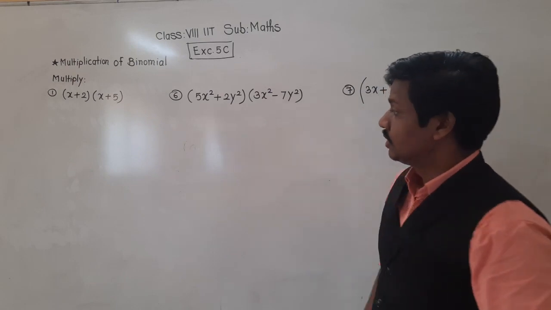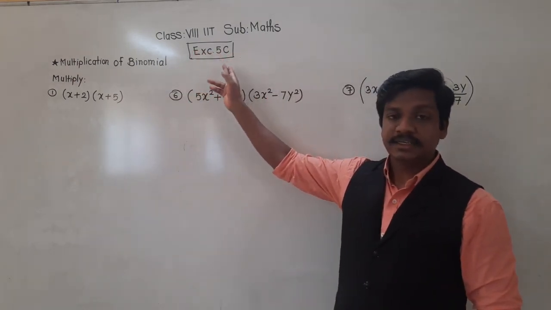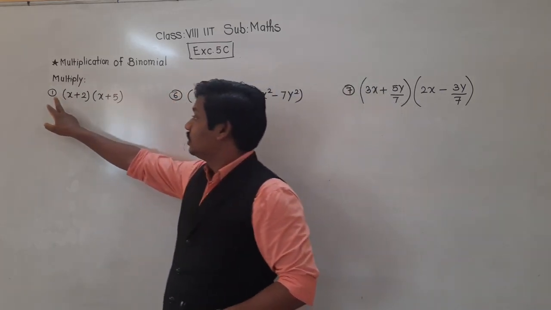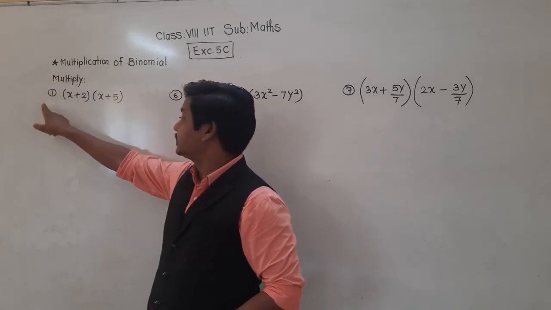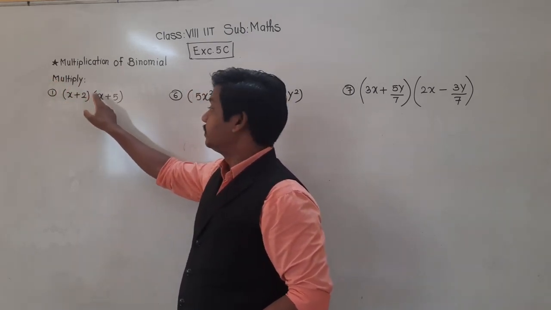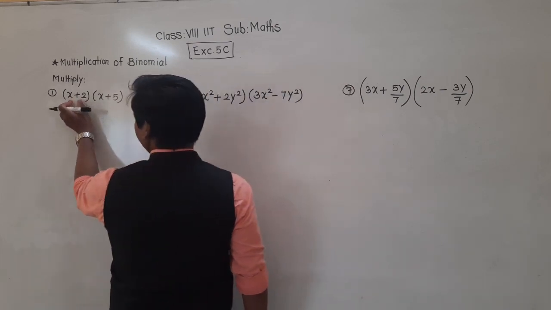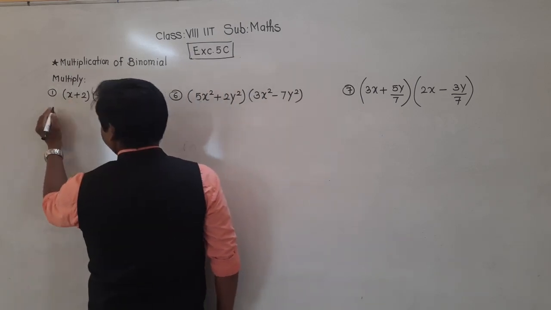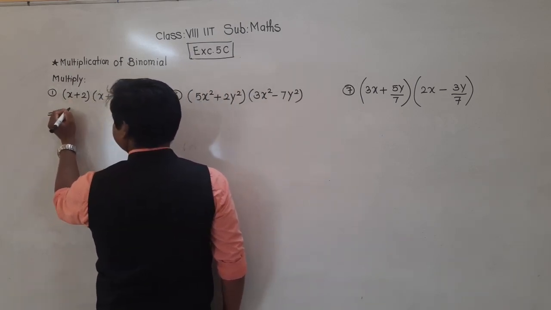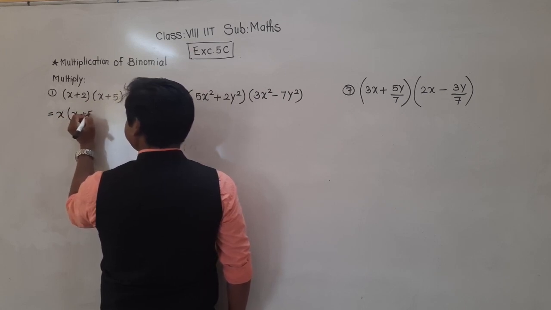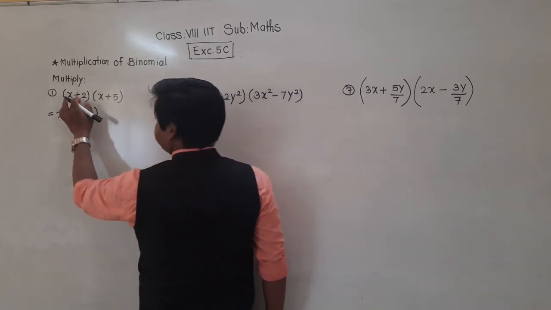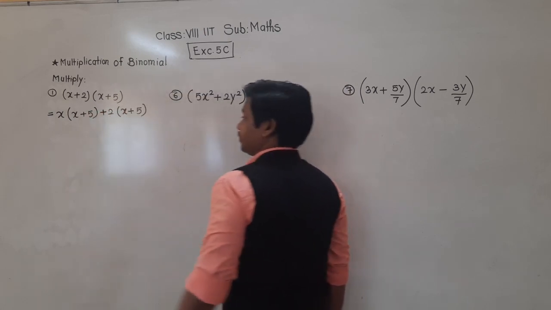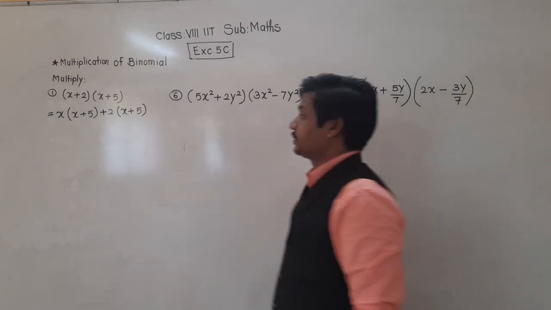Now see exercise 5C. From that we are going to take some examples based on this concept. Example number 1, multiply x plus 2 by x plus 5. These are two binomials that we have to multiply. First take the first term of the first bracket, x, multiplied by the second bracket x plus 5. Then the second term of the first bracket multiplied by the second bracket. Have you understood this?